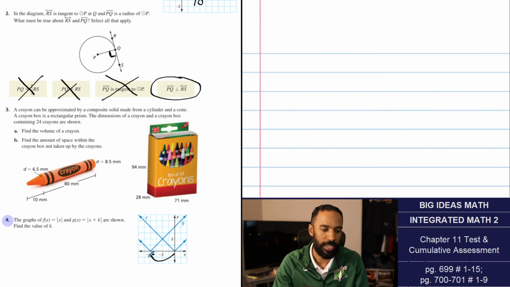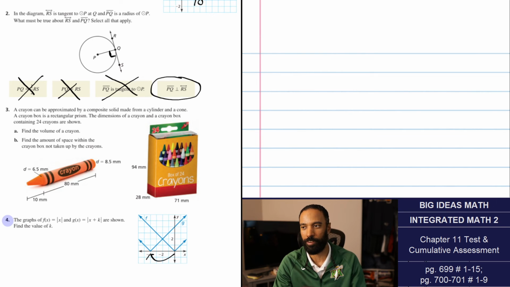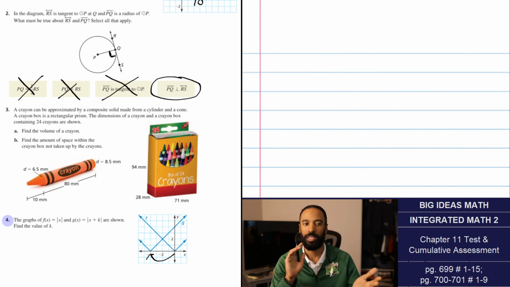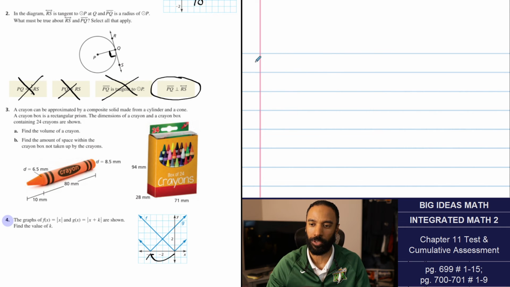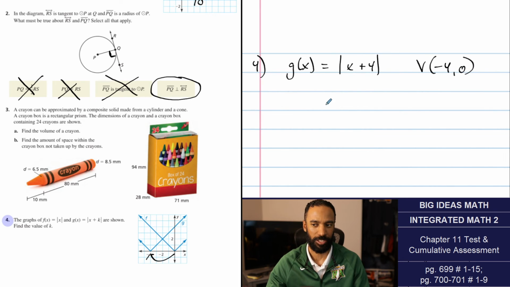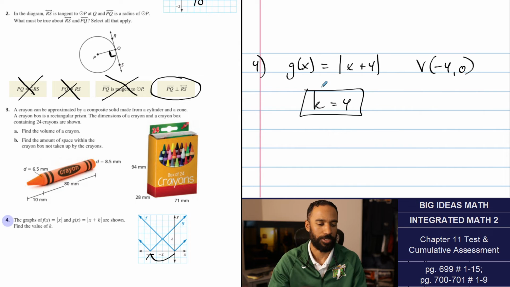This is shifted 4 units to the left. The parent function is shifted 4 units to the left. That would give you a k value of 4. And your equation would look like g of x equals absolute value of x plus 4. Yes, that does give you a vertex of negative 4, comma 0. I'm not going to spend too much on that stuff. So your k value is 4.